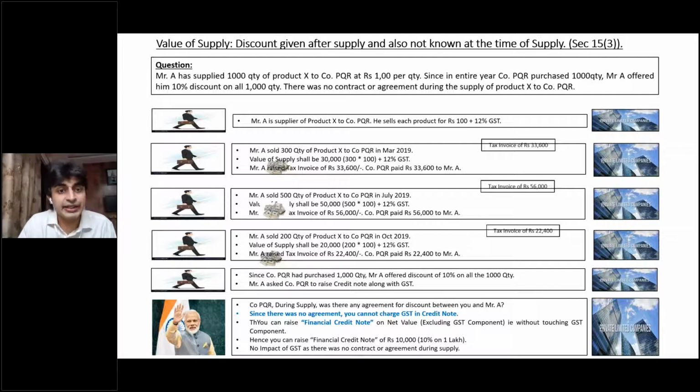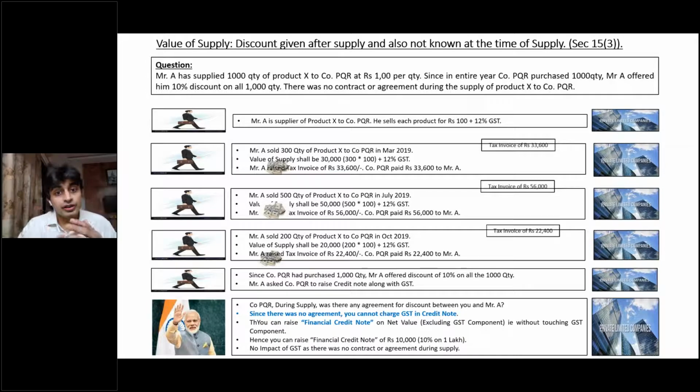Because March 19, that is 18-19, is the financial year. Second, if July 19, then the financial year comes to 19-20. Till 6 months from the end of the financial year, September 20. October 19, so what is the financial year? 19-20. 6 months from the end of the financial year. Till when can you raise the credit note? September 20. Okay, this is my second.